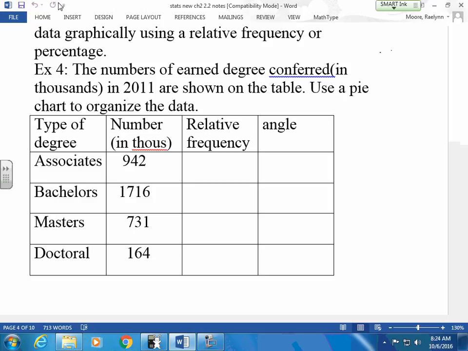Why do I care that it's 35 degrees? I want to know what percentage this is for me. So we'll do an angle as well as relative frequency. Now remember with the pie chart, you're going to get a circle graph, and this is going to represent 100% of your data. So since it's based on 100%, you're going to add up all your frequencies.